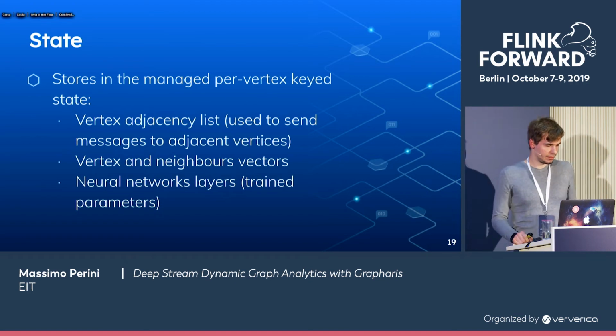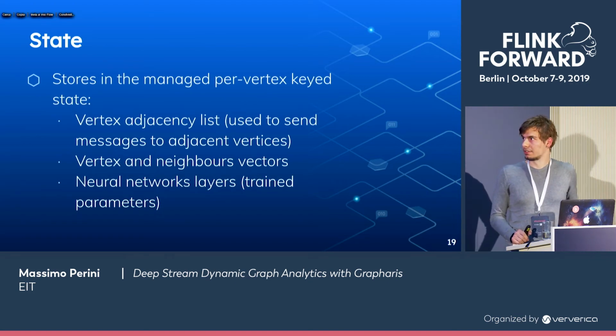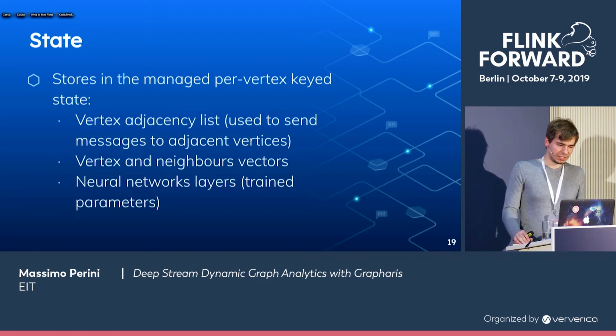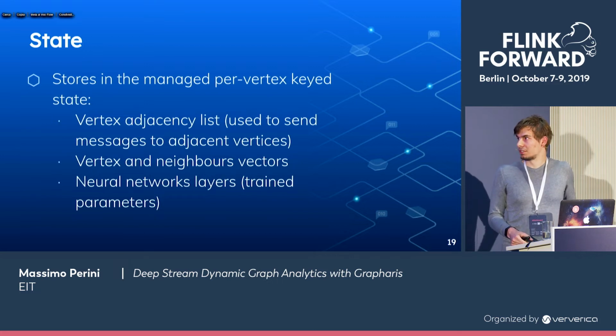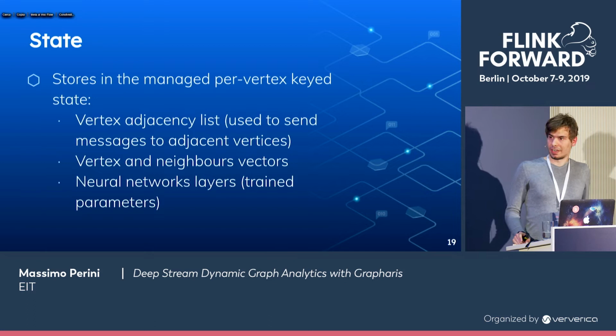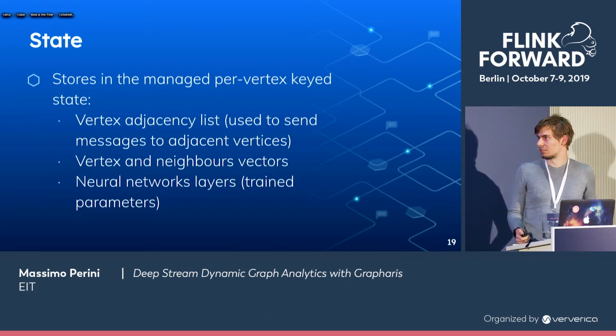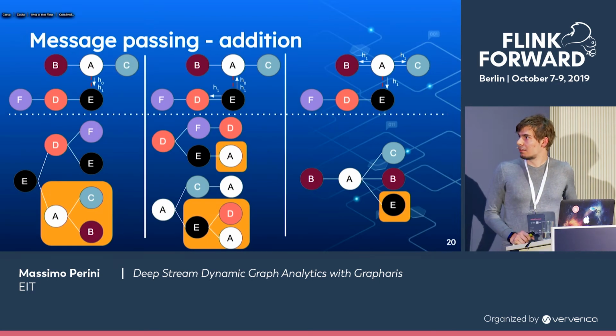OK, the idea is to use Flink, where we can store in a keyed state, where each key represents a vertex, some information about the vertex, like the vertex adjacency list, the vertex vectors and the vertex neighbors vectors, as well as, of course, the neural network layers. The algorithm works in this way.